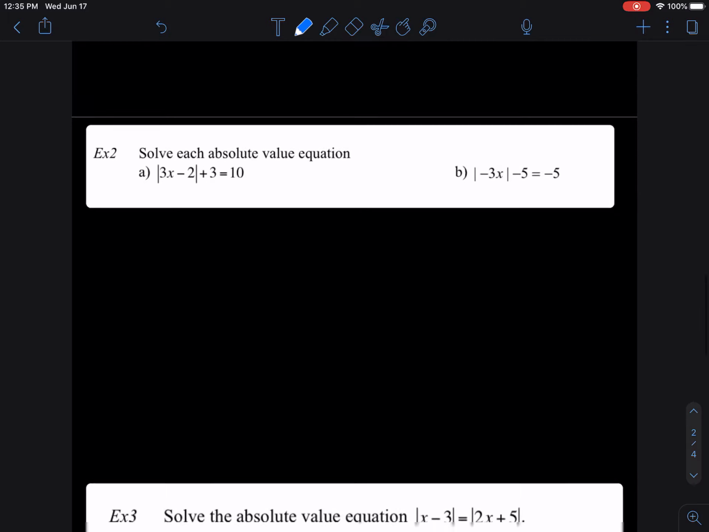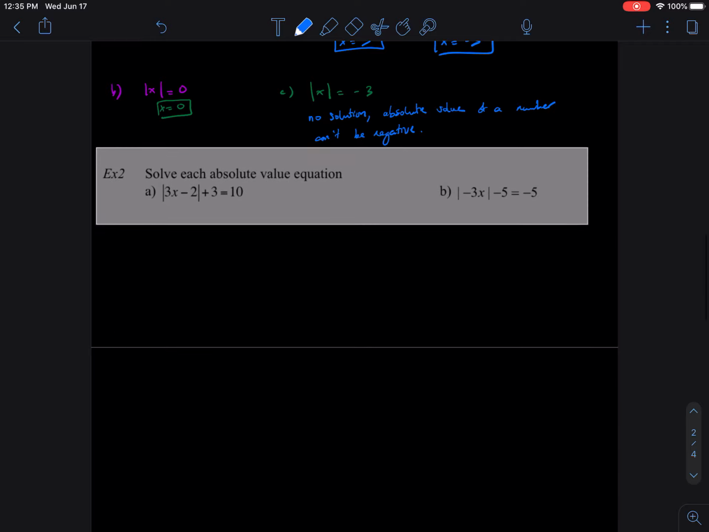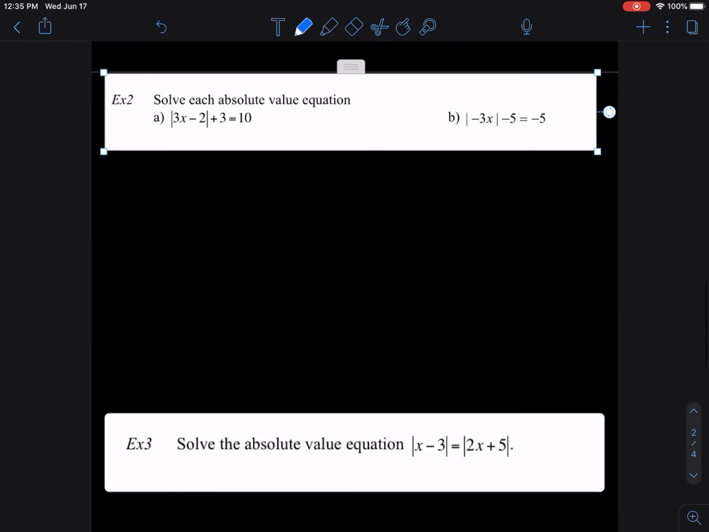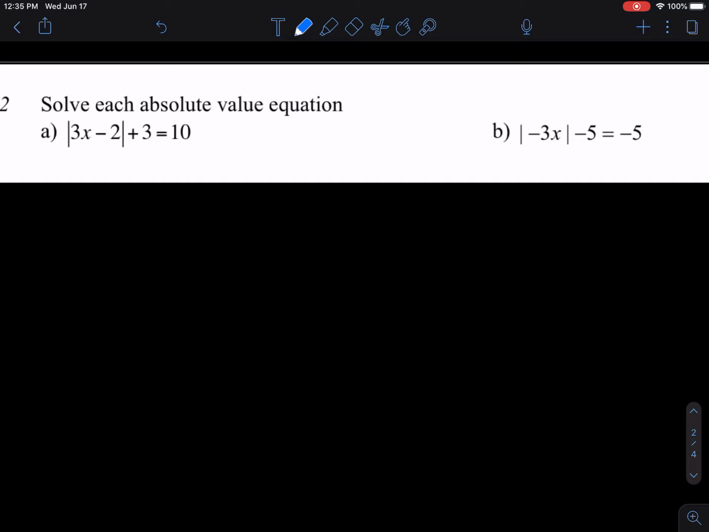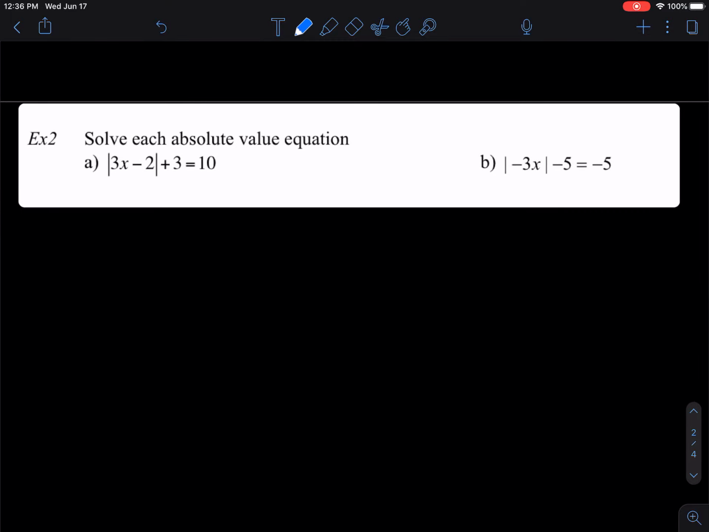So now, let's try to solve a little more complicated equation than the one we just did. Let's look at example 2. Example 2 says to solve each absolute value equation. This one is a little hard to draw a picture of. It's saying, what value of x such that 3 times x, subtracted by 2, and the absolute value of that, plus 3, is equal to 10. There's a lot here, so it's hard to portray that geometrically or in terms of a picture.